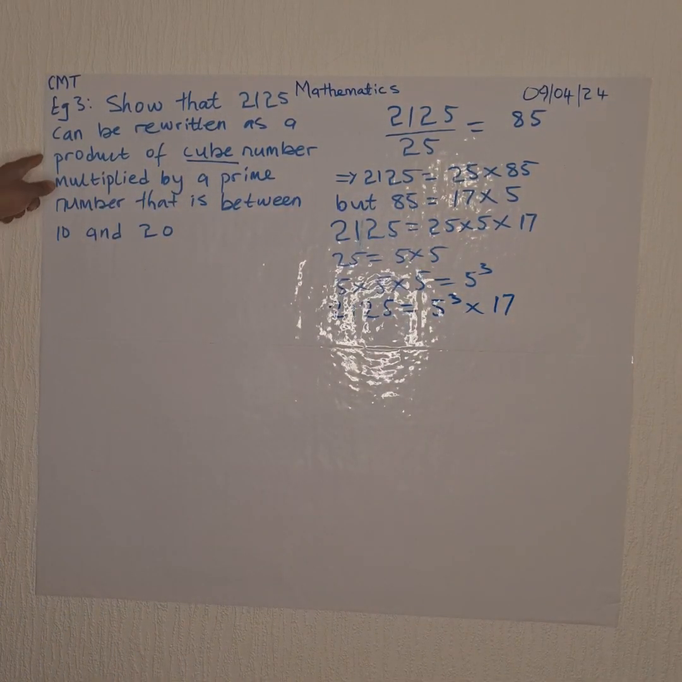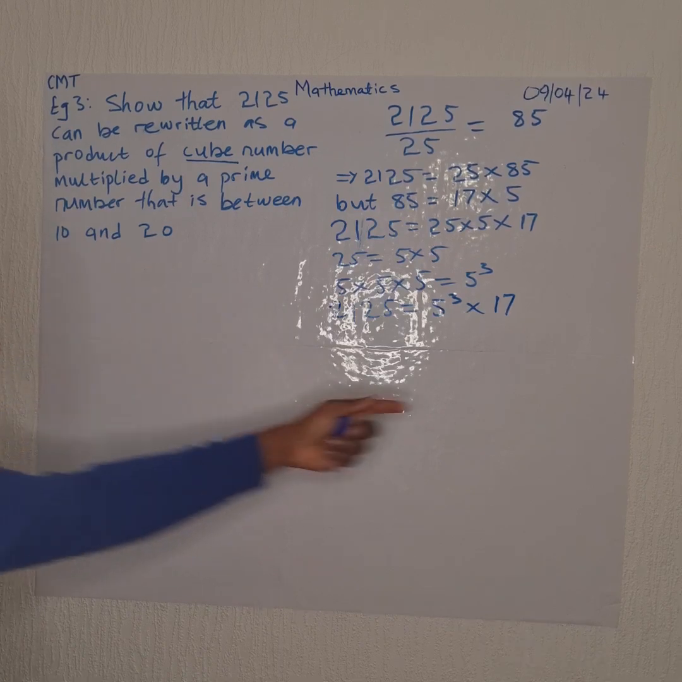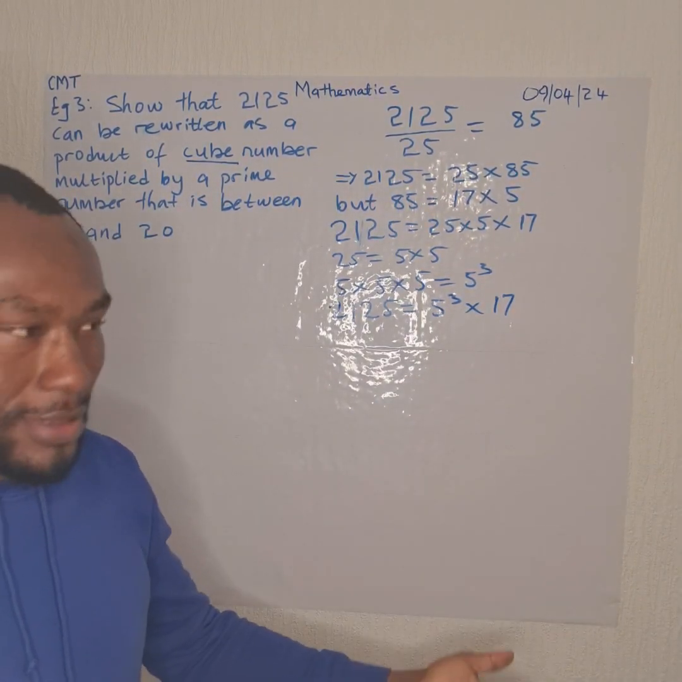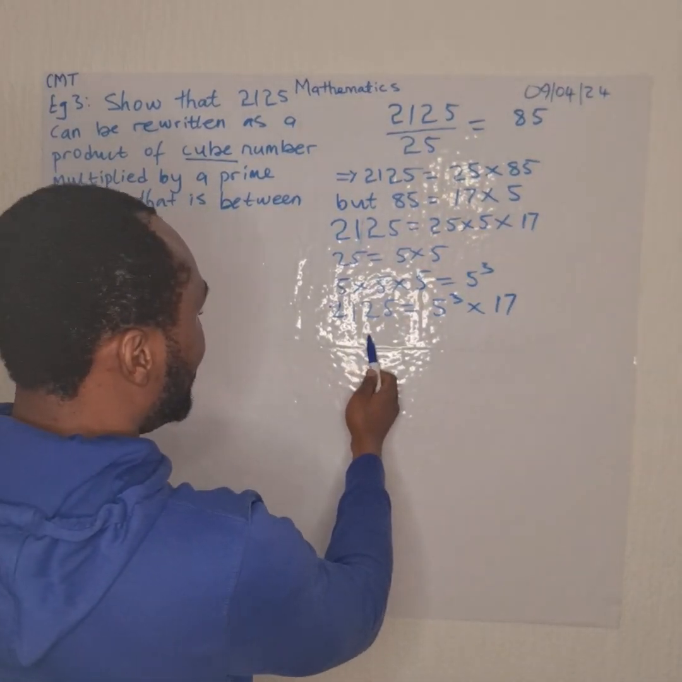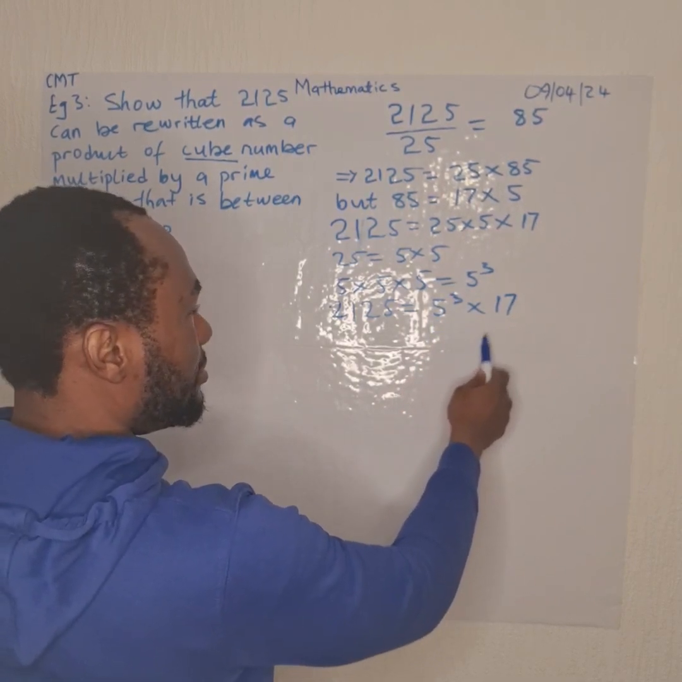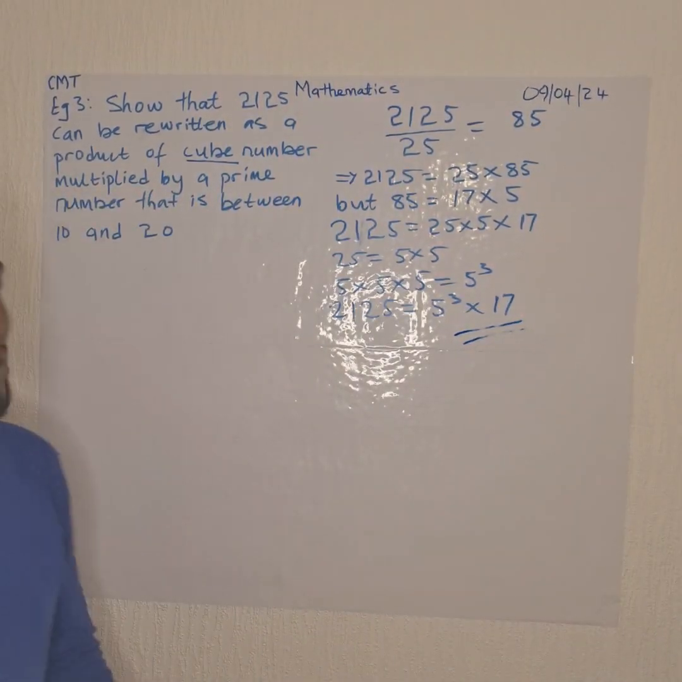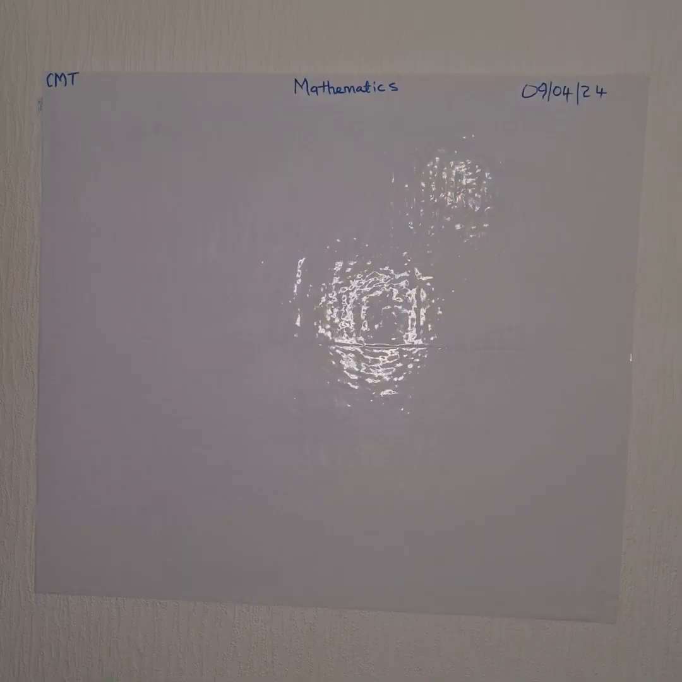But the question says, show that it can be written as a product of a cube number multiplied by a prime number that is between 10 and 20. Is 17 between 10 and 20? Yes, it is. Therefore, 2125 can be written as 5 cubed multiplied by 17. That's it. Clear and simple. Example.